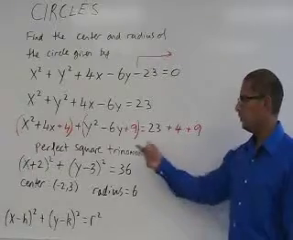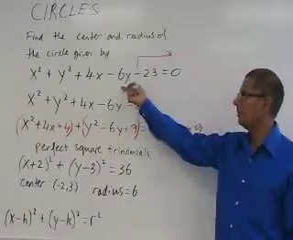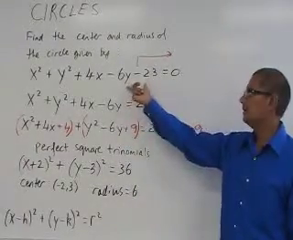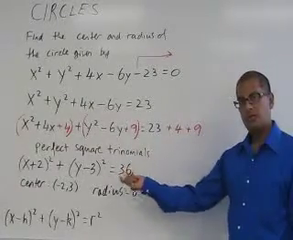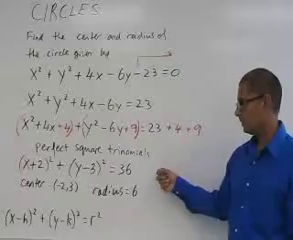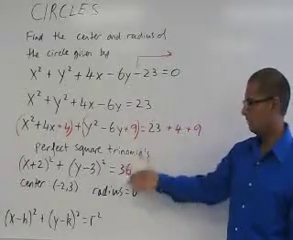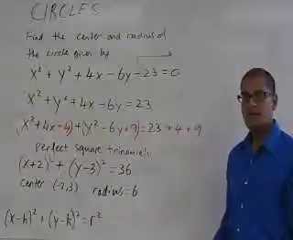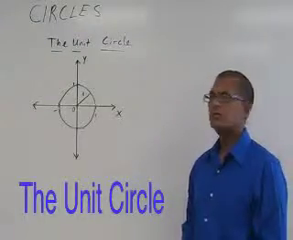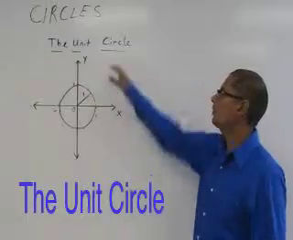So it's important to know how to complete the square, given your general form here of the equation of the circle, into the center and radius form, which is what we call the standard form of the circle equation. So once you complete the square, then you have it in standard form, you can find the center and radius easily. One circle of special interest is called the unit circle.